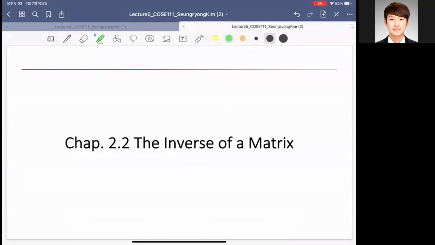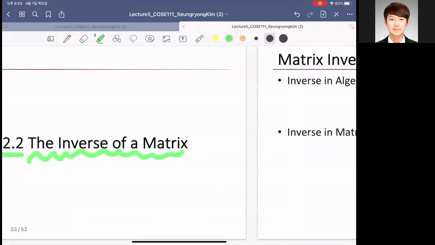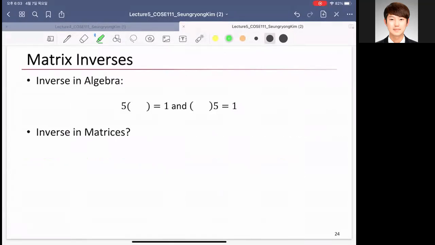Let me take 5 more minutes to start chapter 2.2, inverse matrix. So, matrix inverse. It's very, very simple. To understand the matrix operation, you can consider the corresponding properties of the scalar operation. So we are interested in matrix inverse, right? Then let's think about the scalar inverse. So this is the inverse in the algebra. So let's consider this one.